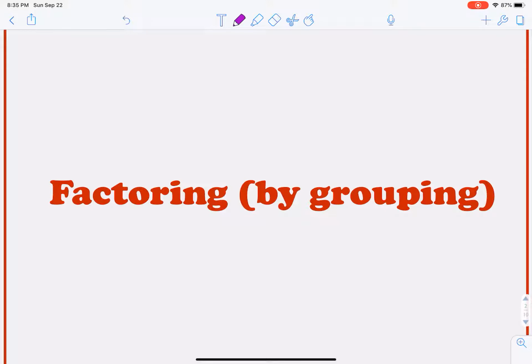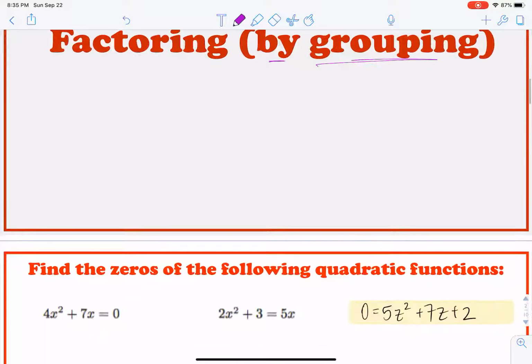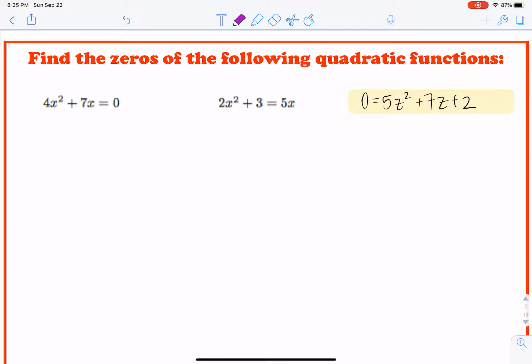All right, and we will get some factoring practice in, and specifically we'll do some examples with factoring by grouping. So this is find the zeros of the following quadratic functions, and we will solve them by factoring. So here I have 4x squared plus 7x.